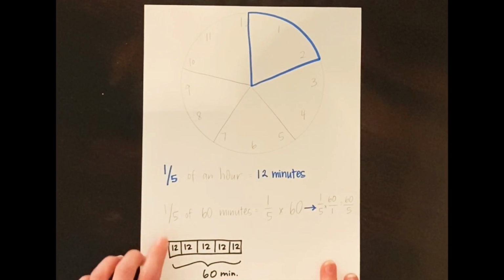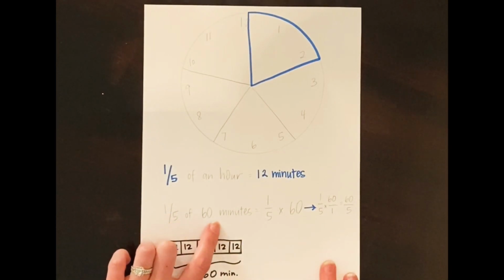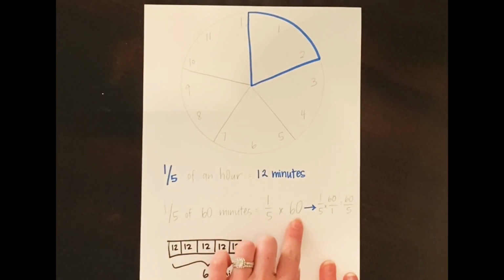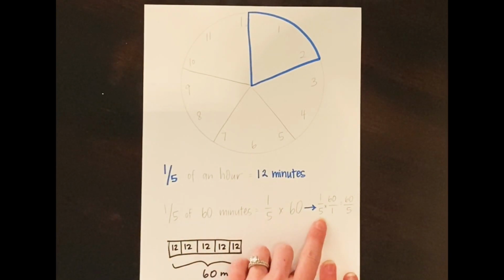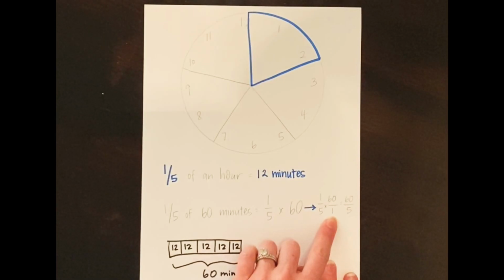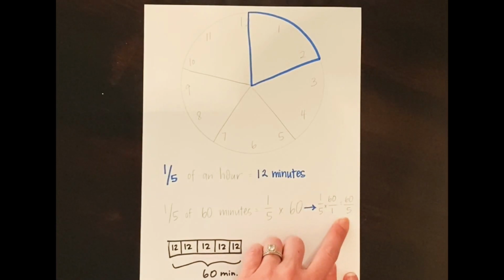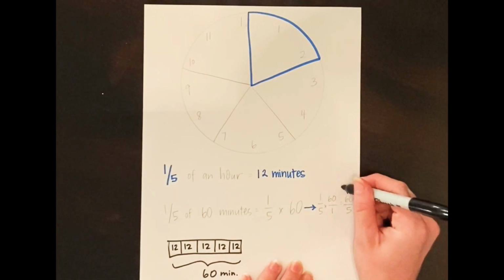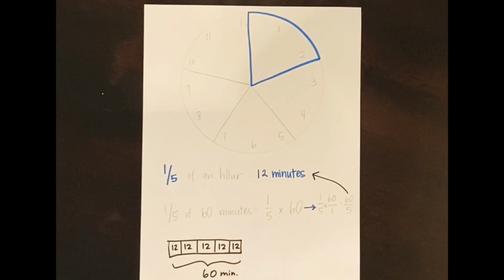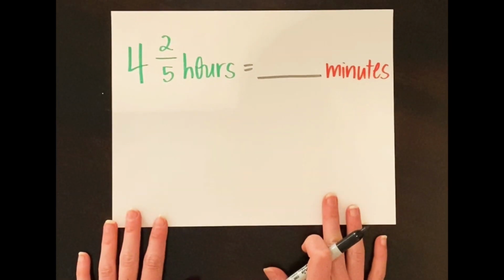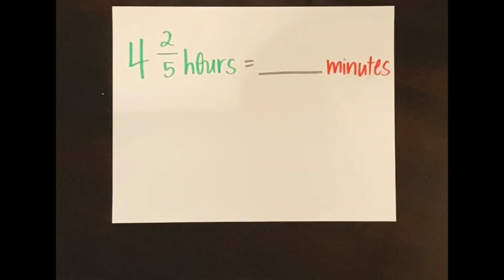So let's look at it with multiplication. 1/5 of 60 minutes, 1/5 times 60 is 1/5 times 60 over 1, which leaves us with the improper fraction of 60/5, and 60 divided by 5 is 12. So let's use that knowledge to help us figure out what 4 2/5 hours is in minutes.